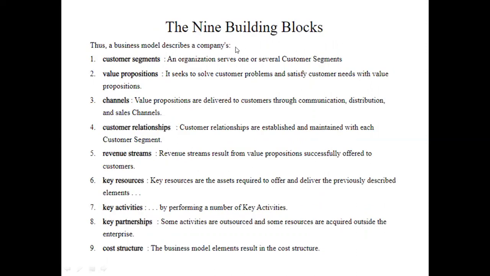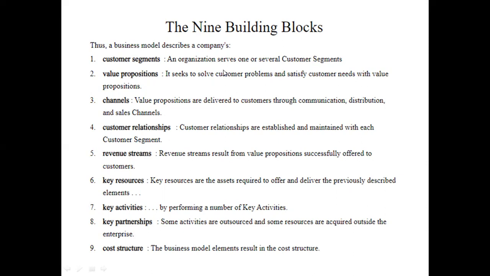So here, nine building blocks. A business model describes a company's customer segments; an organization serves one or several customer segments. Second one is value propositions. It seeks to solve customer problems and satisfy customer needs with value propositions. And third one is channels. Value propositions are delivered to customers through communication, distribution, and sales channels. Fourth one is customer relationships. Relationships are established and maintained with each customer segment. And revenue streams. Revenue streams result from value propositions successfully offered to customers.